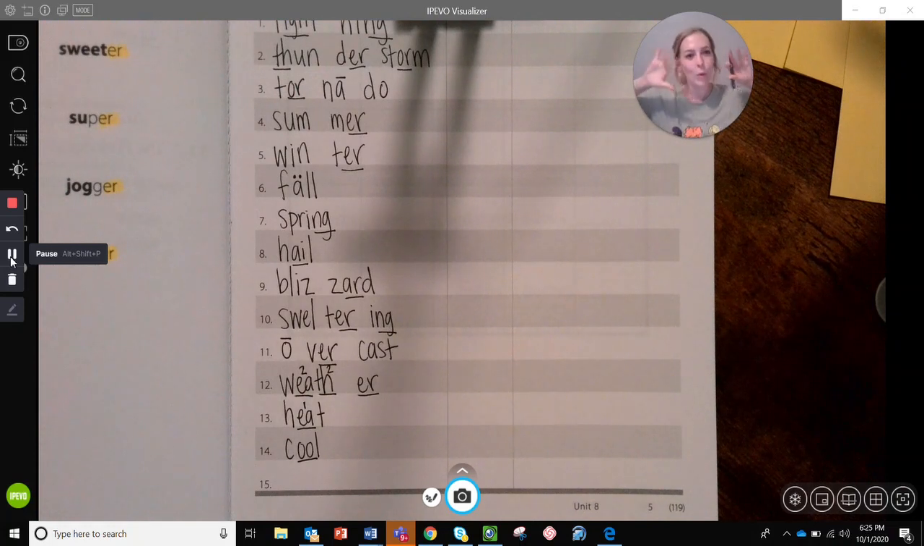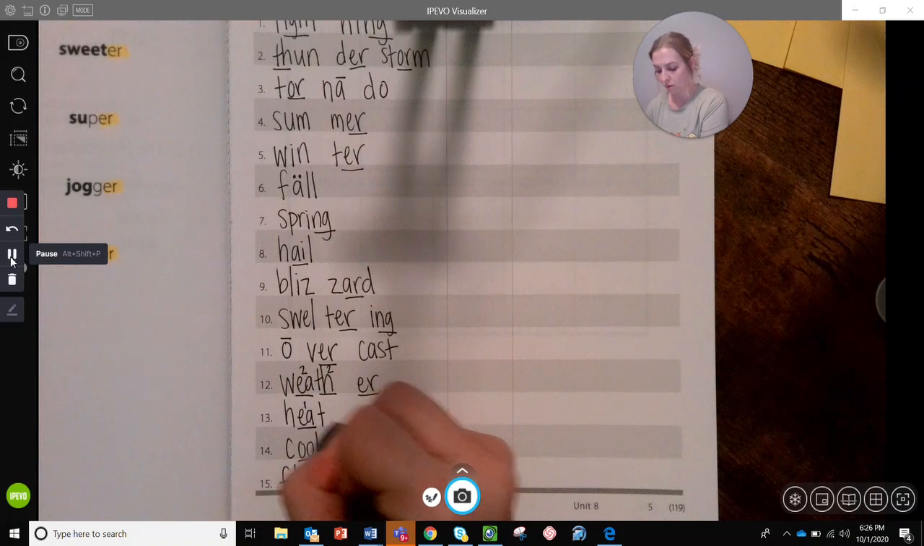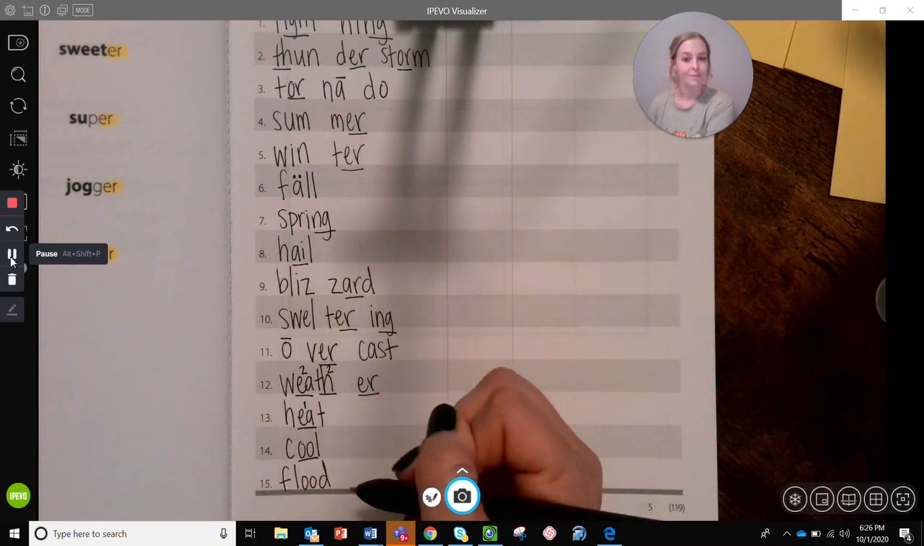All right, last word. Woo, silent celebration. Flood. The flood caused $36 million worth of damage. That would be bad. Flood. All right, pay attention to this one because this is a true exception of a word. All right? Ul. O. Oo, o. D. Flood.